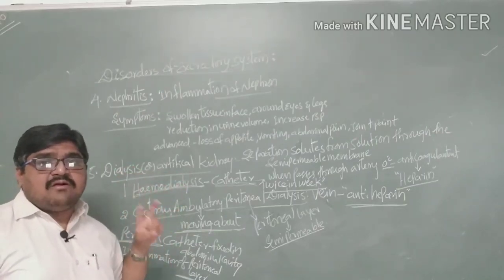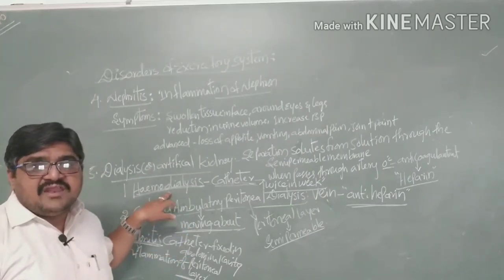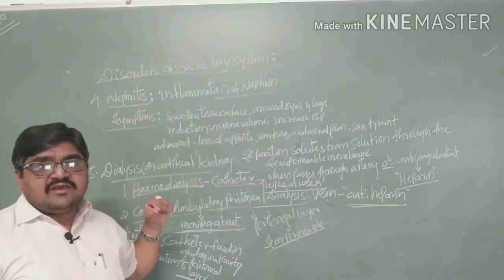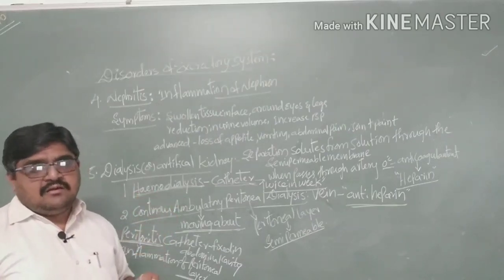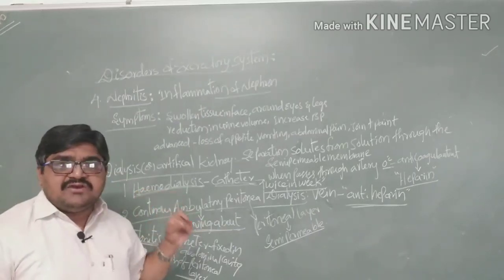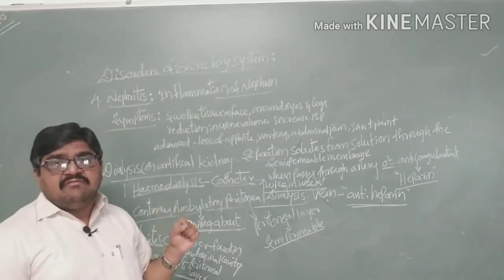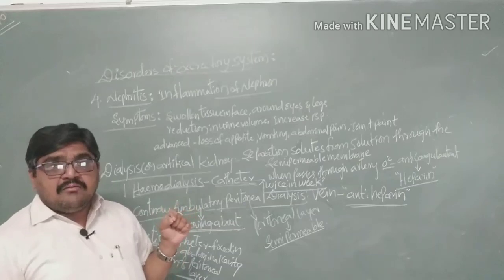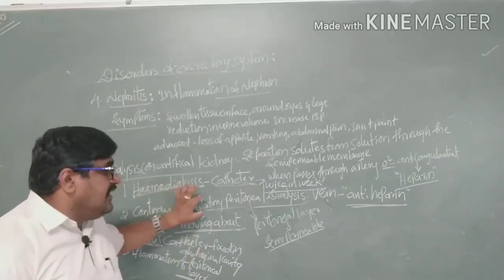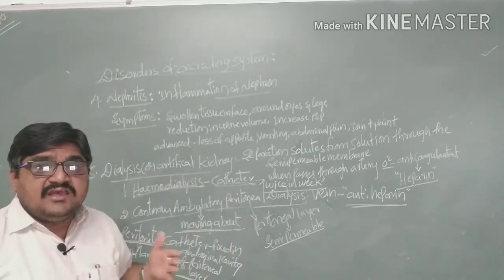There are two types of artificial kidney process. One is called hemodialysis, which takes place twice in a week. In hemodialysis, the patient compulsorily has to go to the hospital regularly, that is, for 2 days in a week. But in continuous ambulatory peritoneal dialysis, the patient need not go to the hospital continuously.